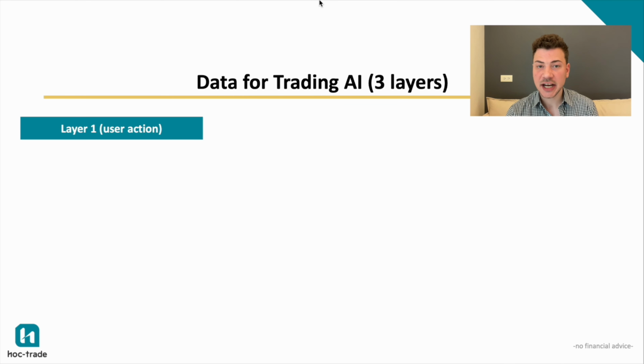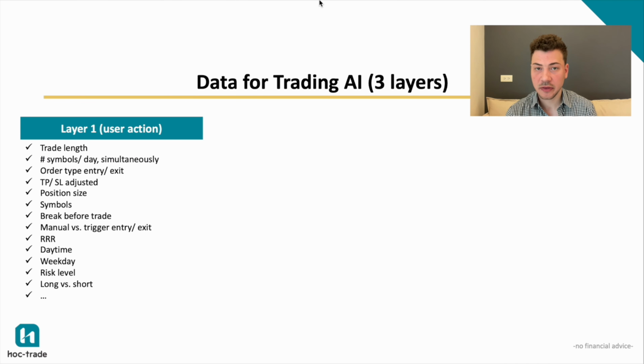First, all your actions when trading and data points we can derive from this. Here are a few examples. Trade length, number of symbols during the day or traded simultaneously, order type of the entry, the way of exit, adjustment of take profit or stop loss during the trade, position size, and much more. Just this list already shows quite a lot.